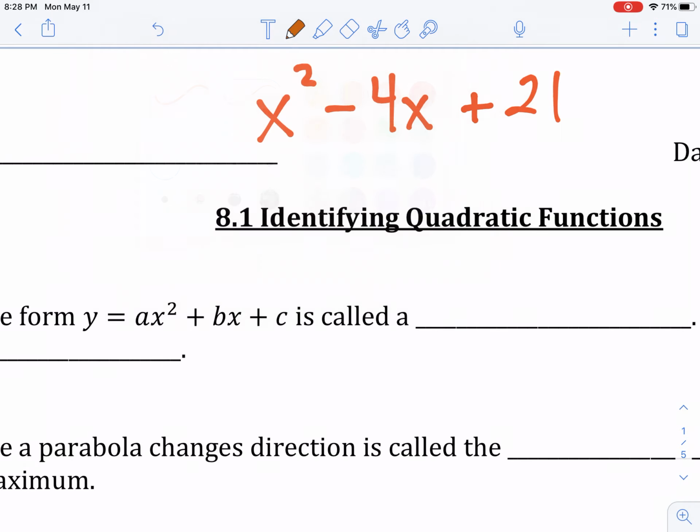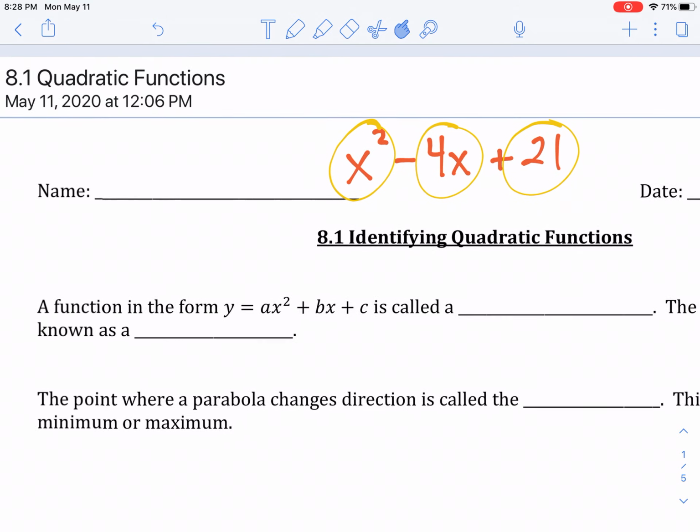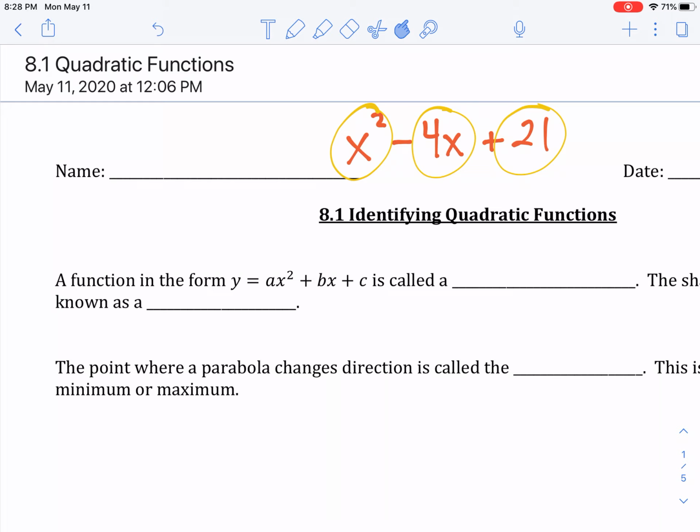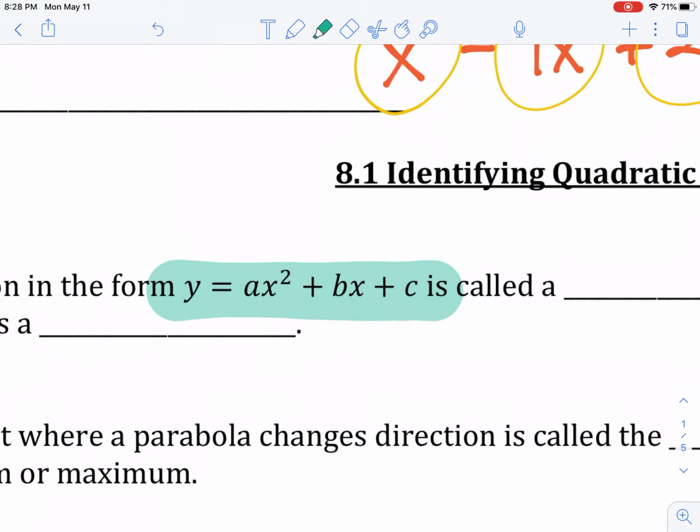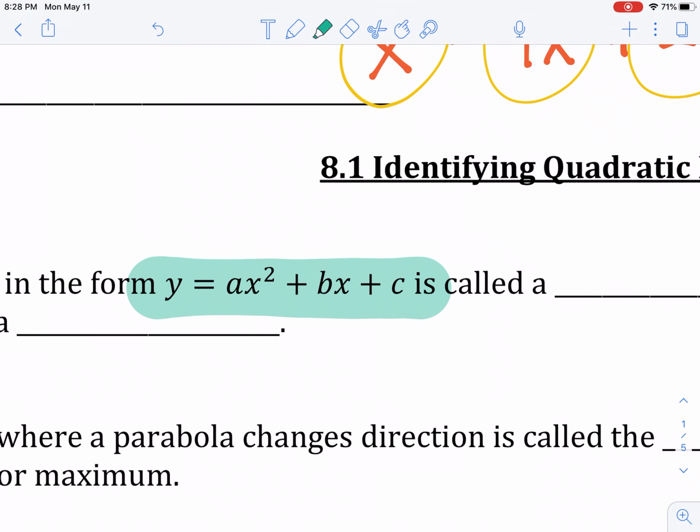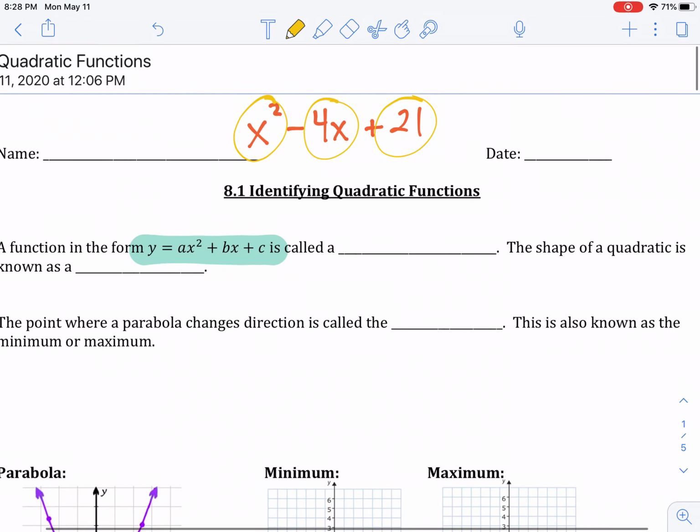The expressions have had an x squared term, an x term, and just a regular number at the end. 3 terms, called a trinomial. That is this format right here: y equals ax squared plus bx plus c. That is called a quadratic function. It has an x squared term and an x and a number at the end called a constant.